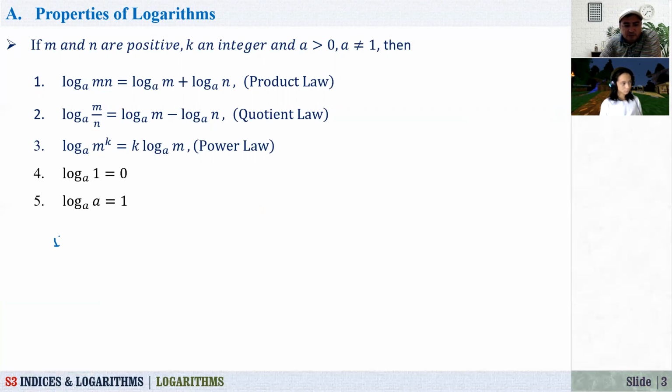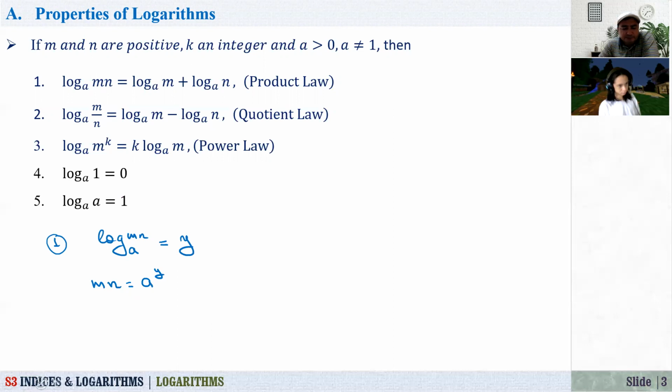For example, let's prove the first one. Why is the logarithm of m times n to the base a equal to this? Simply suppose that the logarithm of mn to the base a is equal to y. Using the definition, we can just write it as m times n is equal to a to the power of y. So a to the power of y is equal to m times n.